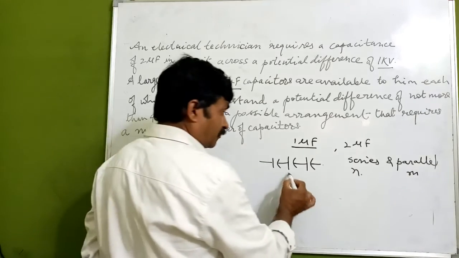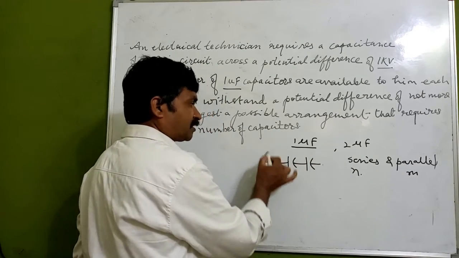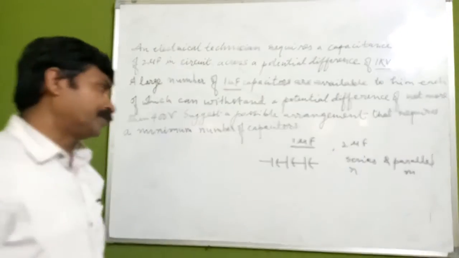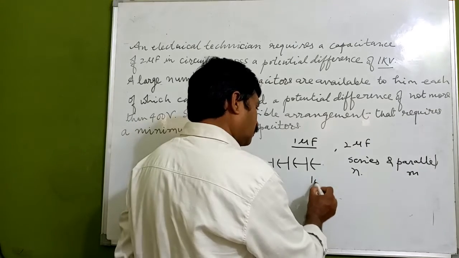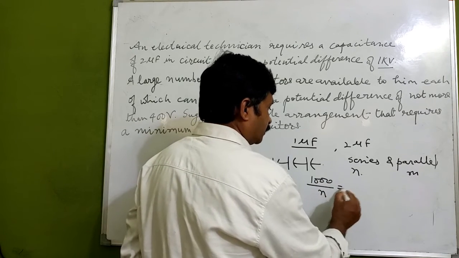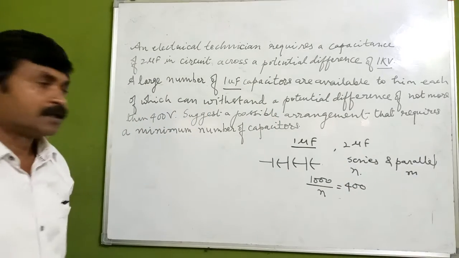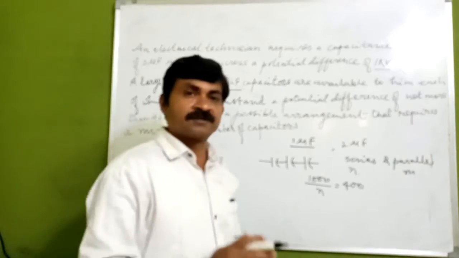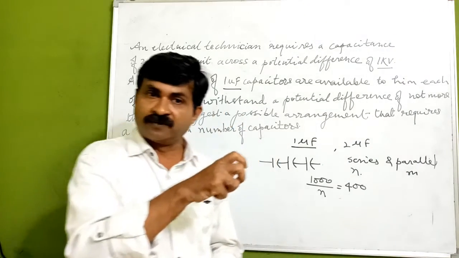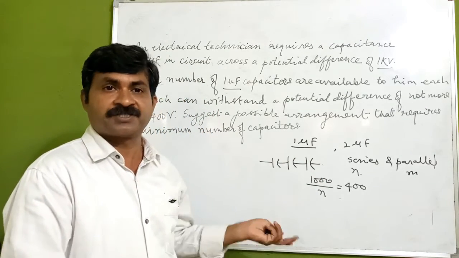So if we are applying 1000 volt, and each capacitor can withstand 400 volt, then 1000 volt divided by n should be equal to 400. Suppose we are having 1000 volt and each capacitor can withstand 200 volt, if we connect them in series, definitely we are going to have 500 volt each.